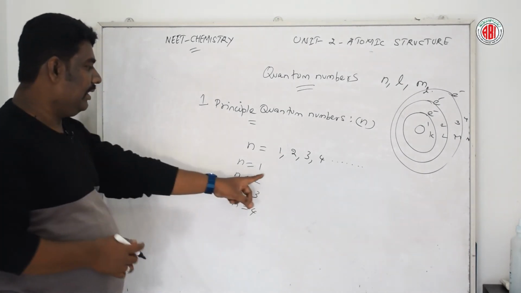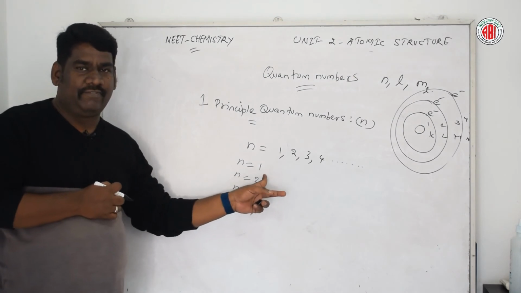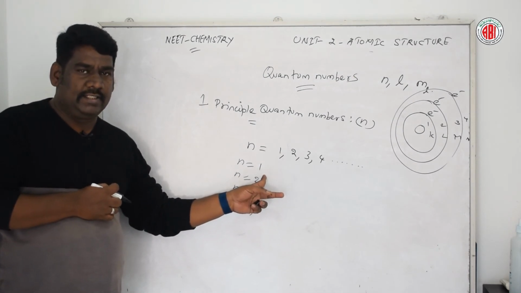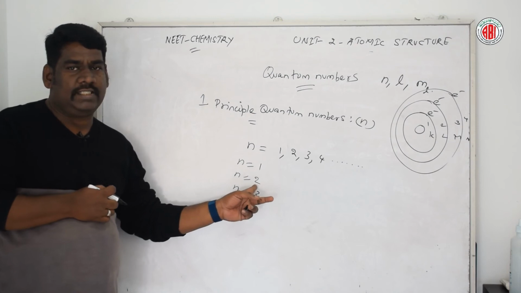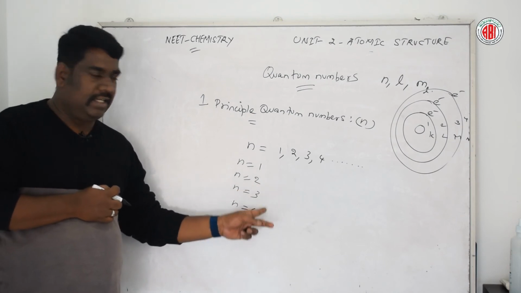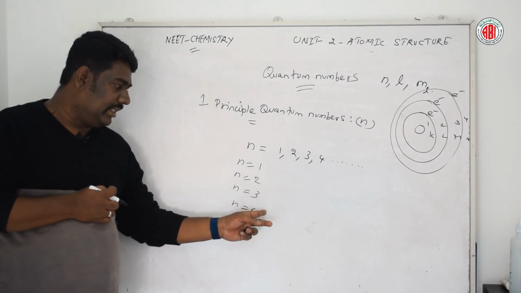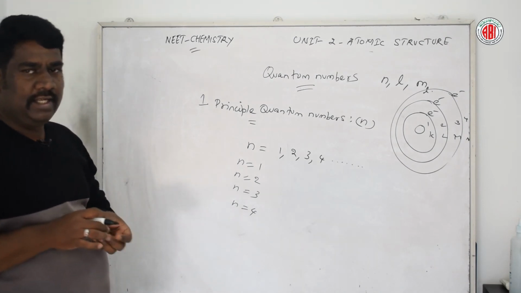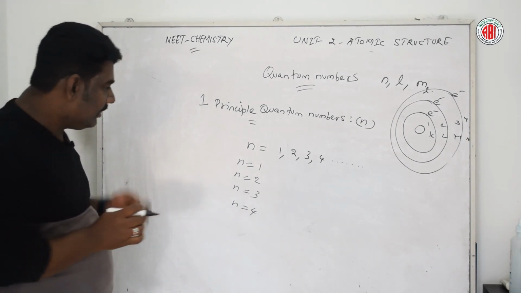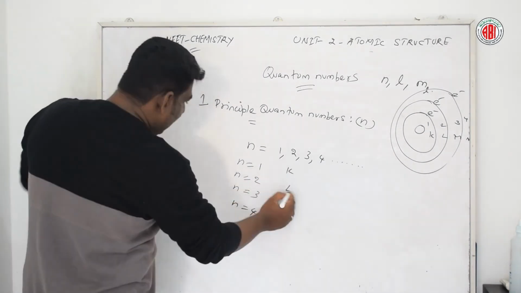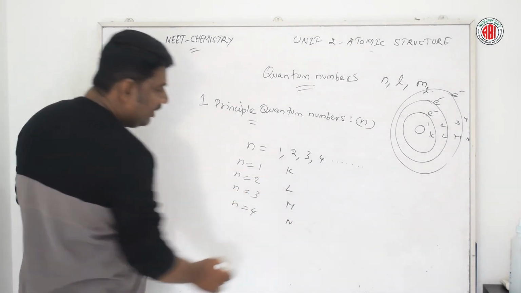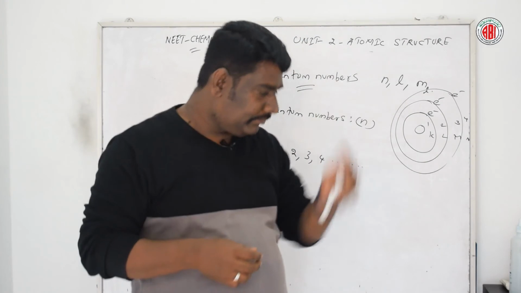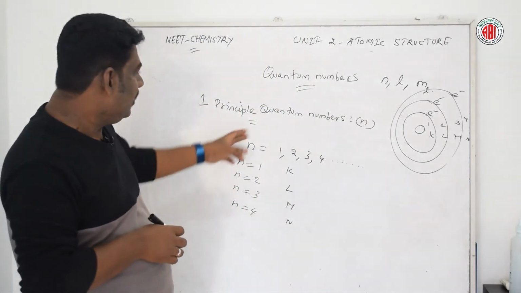N is equal to 1, that is said to be what? The first shell, and the shell with n is equal to 2, that is called the second shell, and the shell with n is equal to 3, that is called the third shell, the shell with n is equal to 4, that is called the fourth shell. And these could be expressed in alphabet: K shell, L shell, M shell, N shell, K, L, M, N. So this is the principal quantum number.